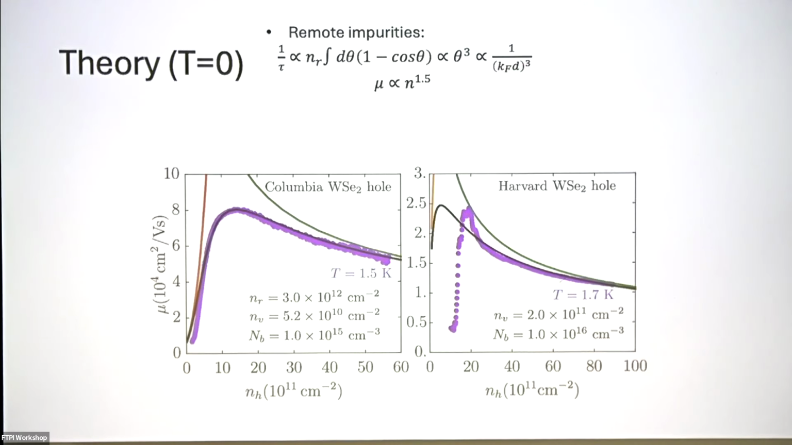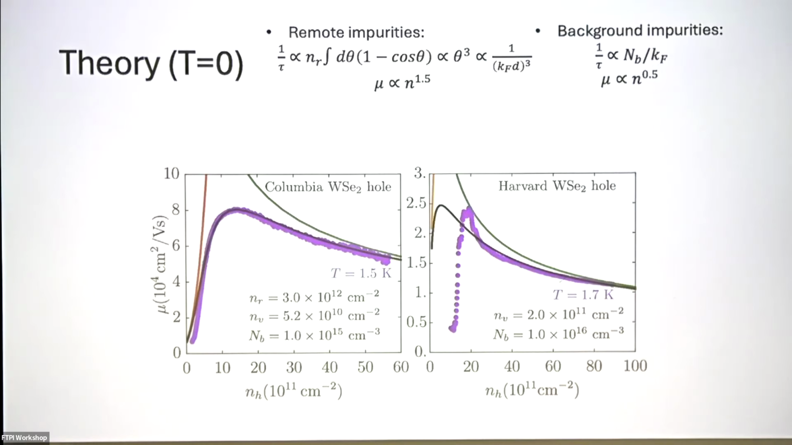And from the Boltzmann transport, there's an extra factor in the transport mobility, which is 1 minus cosine theta, also known as the vertex correction. So there's an extra theta squared, if theta is small, coming into the expression. As a result, the final mobility from the remote impurity scattering will be proportional to (k Fermi d) cubed. And this results in a mobility which is proportional to the density to the power 1.5.